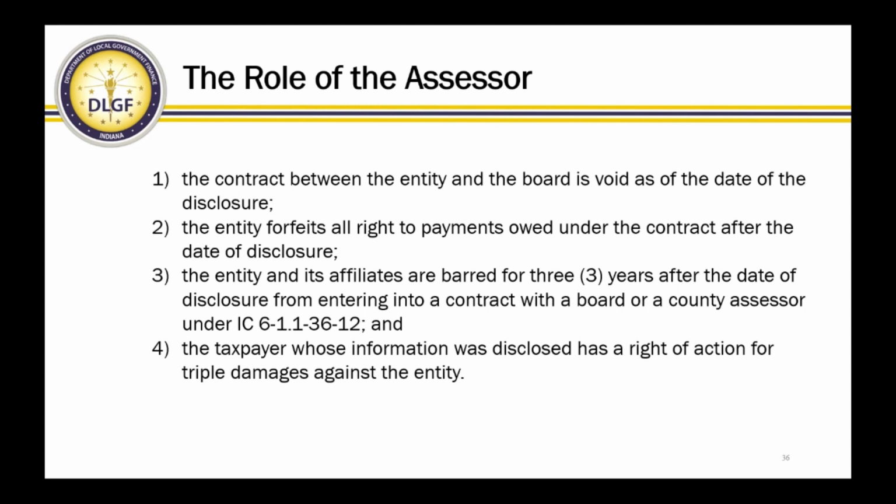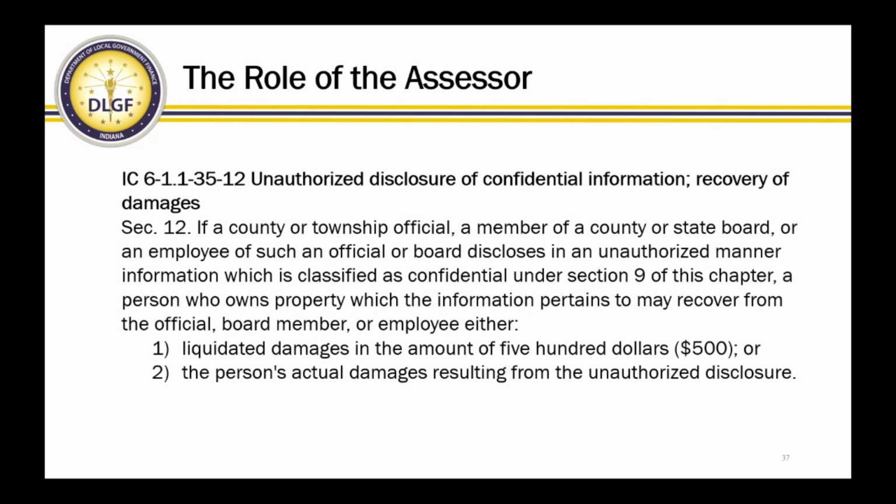So there would be a 3-year statute of limitations, so to speak, or a statute of prohibition from having a contract. Also, you can see number 4 there, it says the taxpayer whose information was disclosed has a right of action for triple the damages against the entity. So this could have a huge fiscal impact as well, depending on the situation. If there was unauthorized disclosure of confidential information, the official, be it an individual or employee, could be liable for liquidated damages in the amount of $500 or the actual damages resulting from the unauthorized disclosure. So just better safe than sorry. If you have a question or an issue about whether or not something is confidential, please get legal advice first or an opinion from the public access counselor.